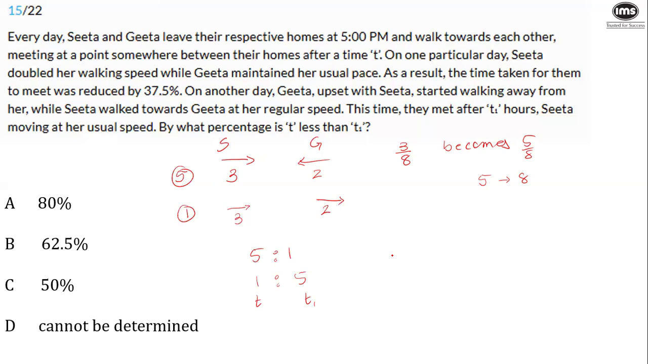So now the question says, by what percent is T less than T1? By what percent is 1 less than 5? 1 is less than 5 by 4, but as a percentage, we need the base to be T1. 4 by 5, 80%. T is less than T1 by 80%. The answer is option A.